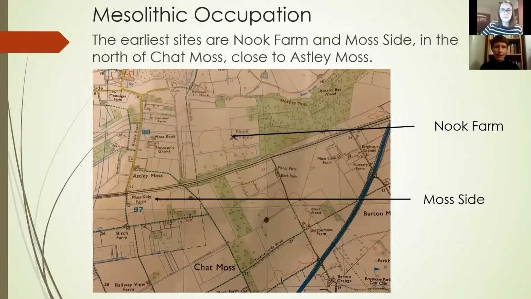So I'm going to talk a little bit now about Mesolithic occupation. The Mesolithic period lasted from 9000 to 4200 BC. The earliest sites are Nook Farm and the Moss Side in the north of Chat Moss, close to Ashley Moss. You can see that's very close to those very first basins.